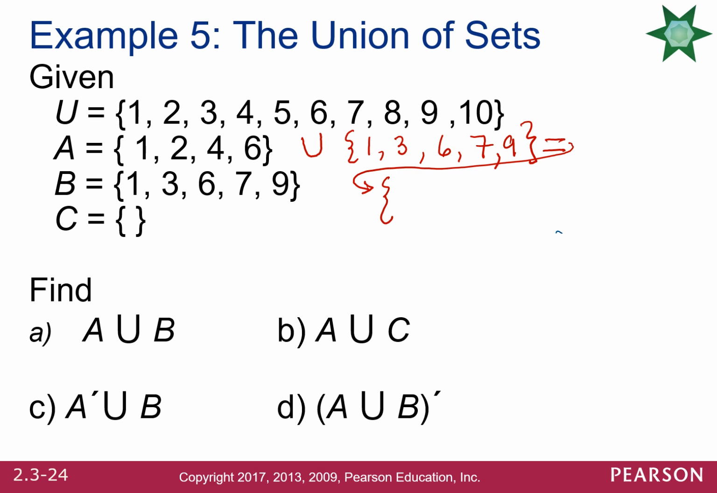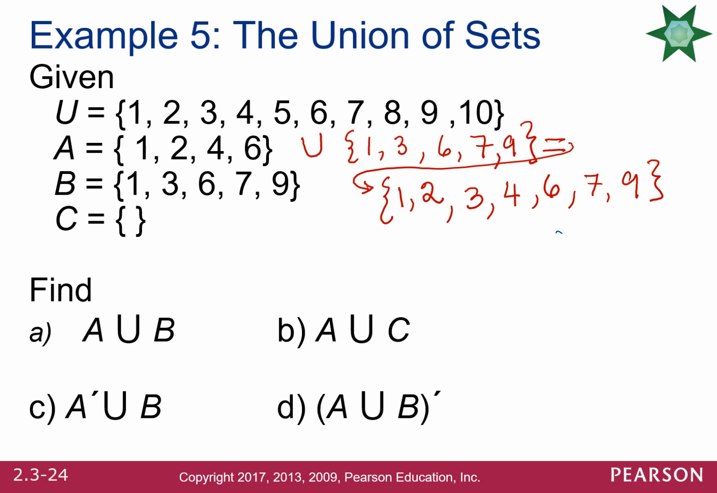So there's 1, correct? 1 is a common element, so we are going to write that once. And then there's a 2 in A, we should include that. And then there's a 3 in B. There's a 4 in A. And then there's 6 that occurs in both sets. It's a common element, so write that just once. 6. And then 7 and 9 from set B.